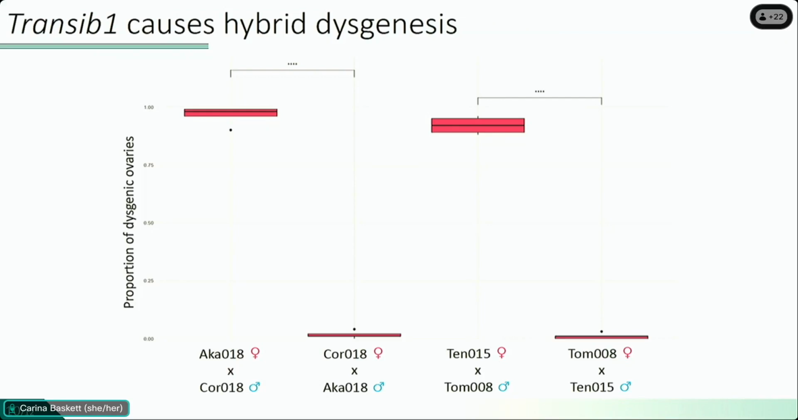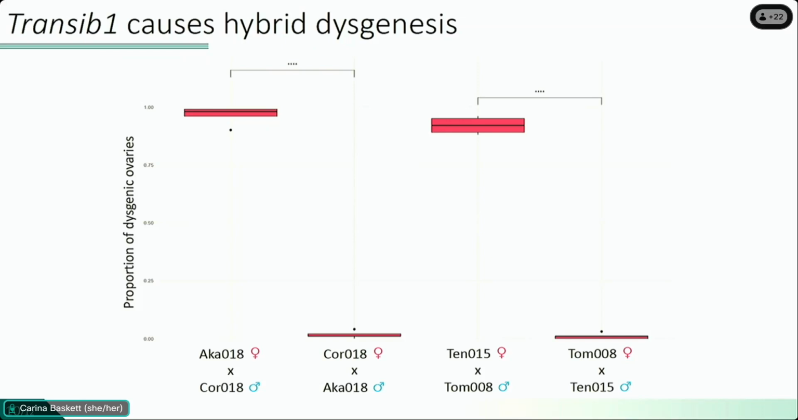So you can just look at the left of the figure right now. We have this strain called AK8018 and COR018. The difference is that all the TEs are shared except for Transib 1. So one strain has Transib and the other lacks Transib. If we cross them so that the male strain has Transib and the female doesn't, we have above 95% of the ovaries dysgenic.